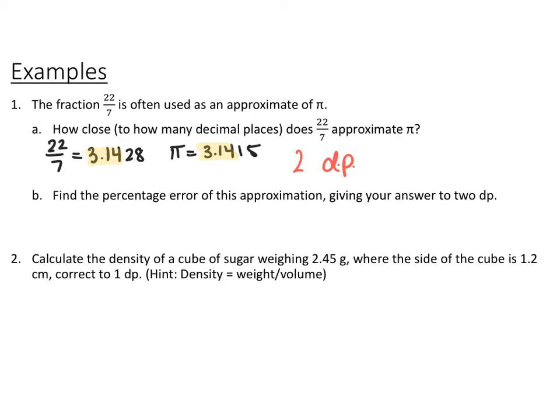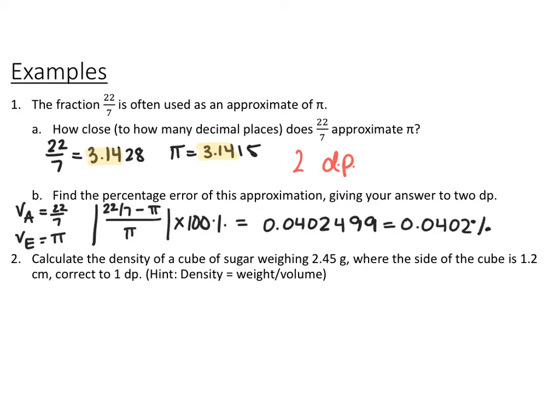So 2 decimal places. Now I want you to use the percentage error formula from the previous slide and calculate the percentage error of pi and 22/7. So your approximate value, V_A, is 22/7, and your exact value is pi. Make sure you don't use decimals that are already rounded. Actually use 22/7 and pi. So go ahead and set that up and find the percentage error.